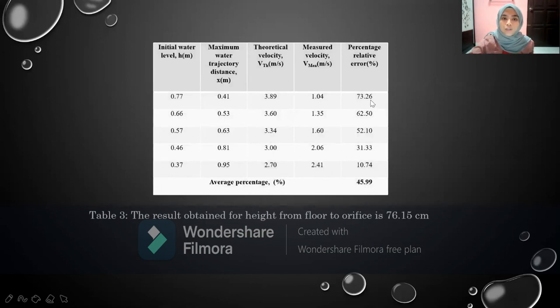For the first one, the percentage that we get is 73.26. The second one is 62.5. The third one is 52.1. The fourth one is 31.33, and the last one is 10.74. So we total up all these percentages and divide by 5, and we get 45.99%.